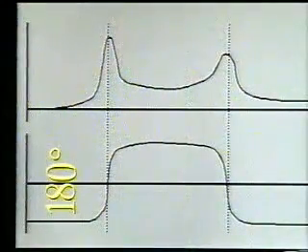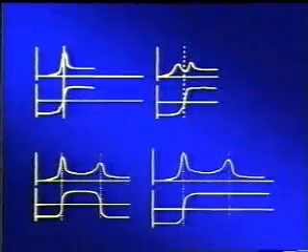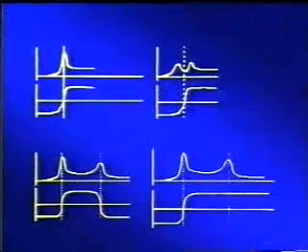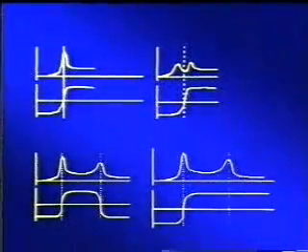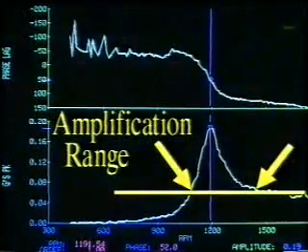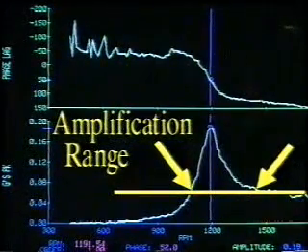Both phase shifts will be in the same 180-degree hemisphere. These Bode plots can reveal good information about the machine conditions, especially the resonance frequencies and the amplification range. The amplification range is the frequency range where the vibration is amplified due to resonance.